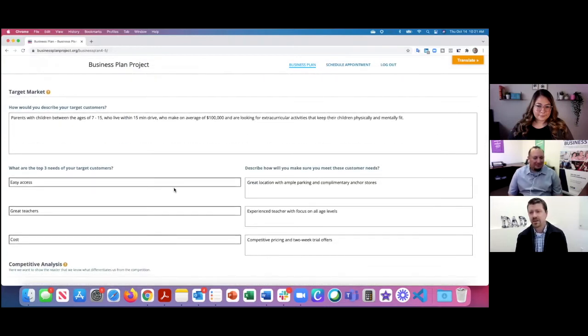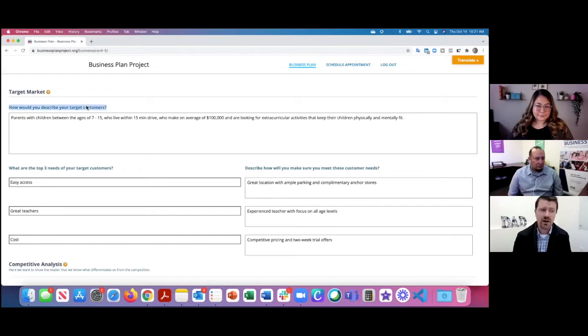Next, we want to explain to the reader, first, the high level industry. Second, the very low level target audience or target market or your ideal customer, however you want to phrase it. Here we have to explain to the reader who we're going after, what their top 3 needs are, and how we're going to meet those needs. And you can see it explained here.